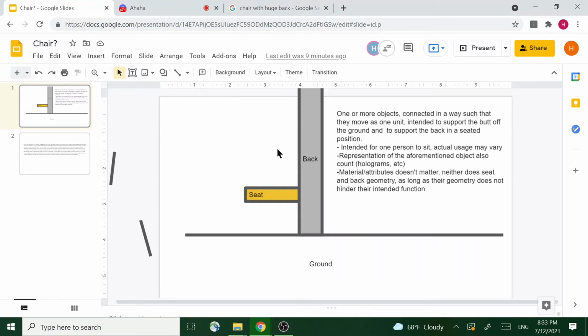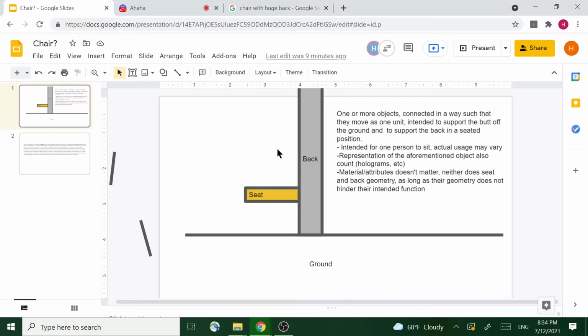We can't make it based on how easy it is to move because, for example, we didn't specify material. There's a lot of couch stuff that meets these rules but isn't considered a chair. This one is intended for one person to sit. There's a single person couch. Yeah, they're single person couches.